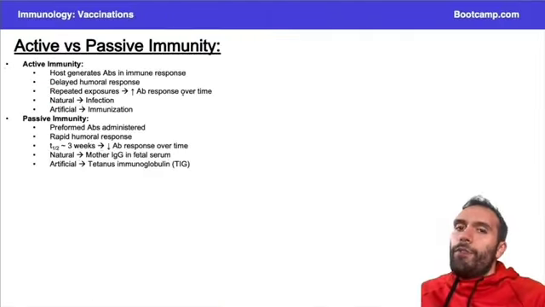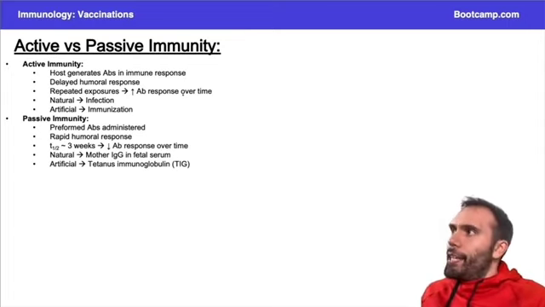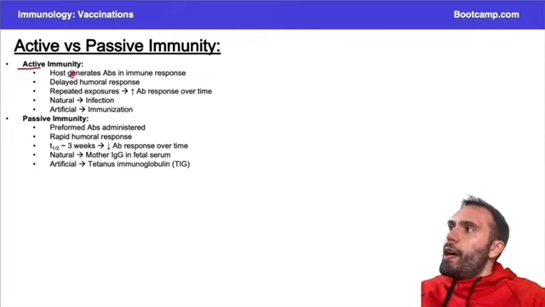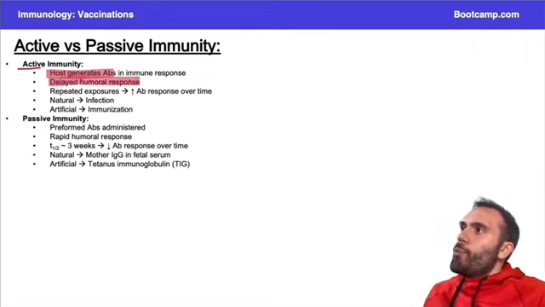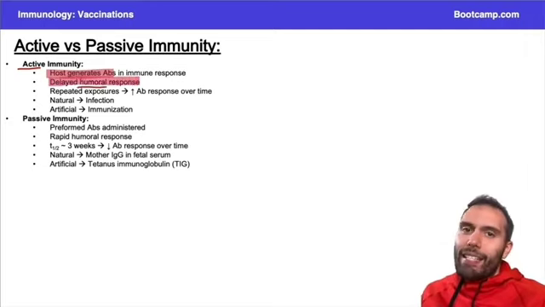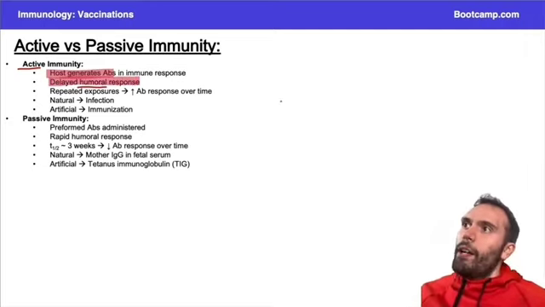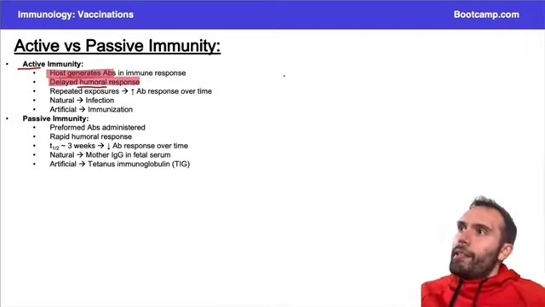Before we get too far into it though, let's go back to active versus passive immunity and make sure that we really nail this down. When we're talking about active immunity, remember this is when we have a host generating antibodies in an immune response. The host is generating the antibodies, and it tends to be a more delayed humoral response. Remember, whenever you see humoral response, you want to think about antibodies in general. So we're thinking about plasma cells releasing antibodies.